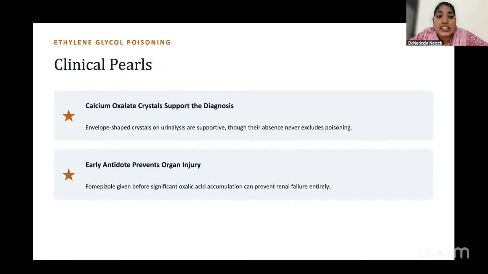Calcium oxalate crystals support the diagnosis, but their absence never excludes poisoning. Early antidote is the key to treatment. Never wait for the levels.